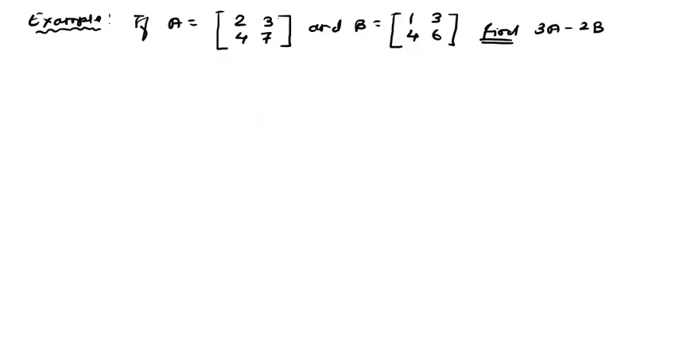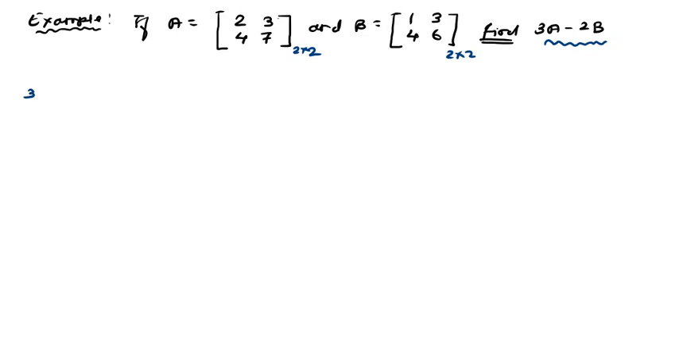Okay. Now we'll see one example over it. If we have the matrix A, which is of order 2 by 2, and the matrix B is of order 2 by 2, then we need to find the value of 3A minus 2B.